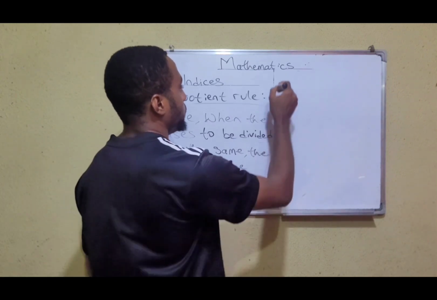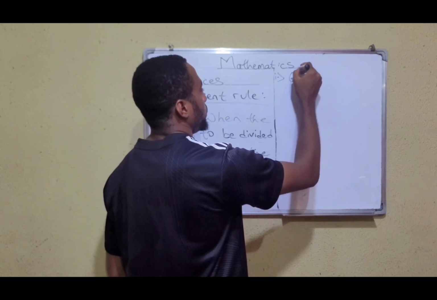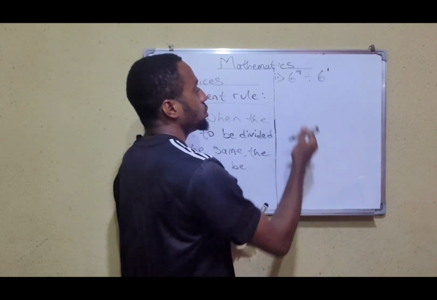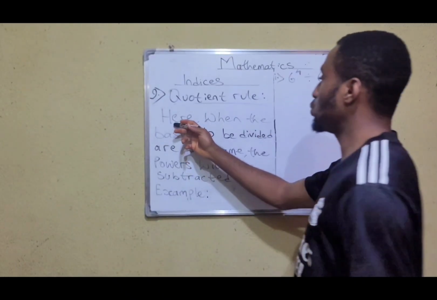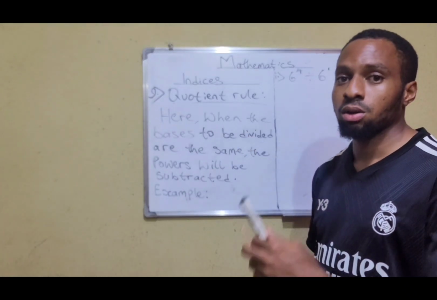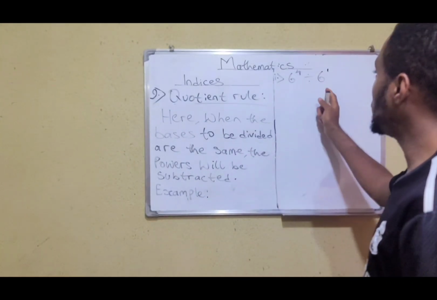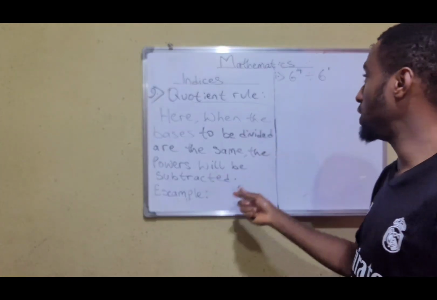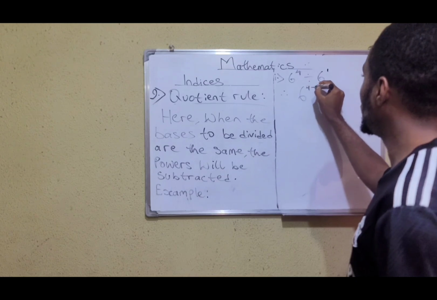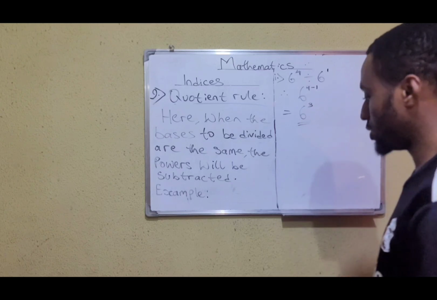let's assume we have, example I, 6 raised to power 4 divided by 6 raised to the power of 1. So from the notes here, we said when the bases to be divided are the same, the powers will be subtracted. While in product, when the bases to be multiplied are the same, you add. So since the bases are the same here and we are to divide, we pick one of the bases, which is 6, and subtract their powers. 4 minus 1. This will give us 6 raised to the power of 3.